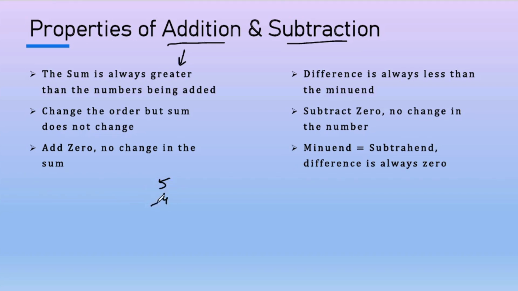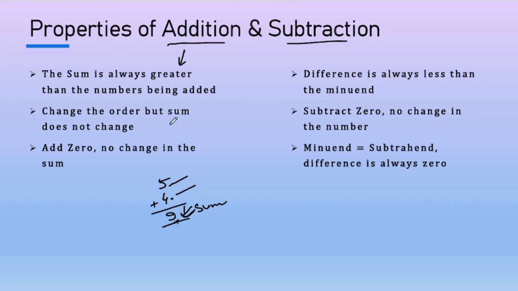You are adding these two numbers 5 and 4. 5 plus 4 is 9. So this is what it is saying, sum. This 9 is the sum. So the sum will always be greater than the numbers being added. Just look at this example. 9 is greater than 5 and 4. This is what it means.